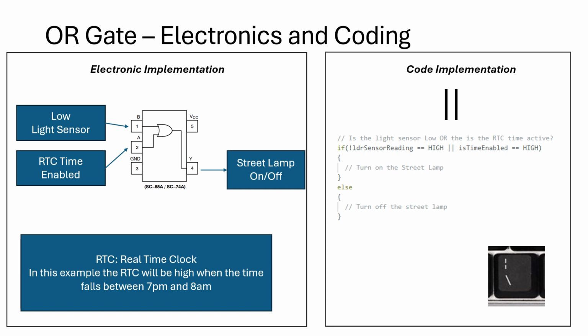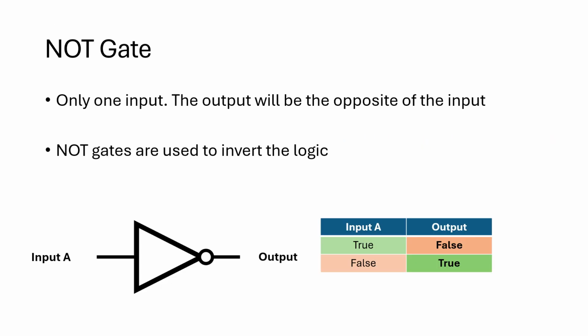The final gate we're going to look at then is the NOT gate. Now the NOT gate is fairly straightforward. It has one input and one output. It inverts the logic. So if input A is true, it'll invert it so that the output is false. If input A is false, it will invert it so the output is true. So essentially what we're doing there is just inverting whatever we put in.